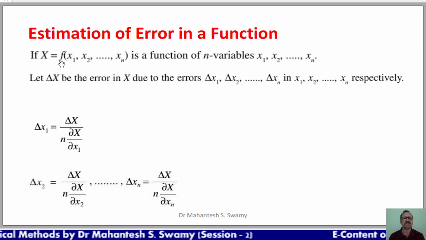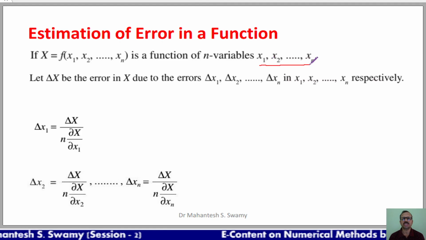So let us consider the function f. It is denoted by the symbol capital X. So capital X is a function of x1, x2, ..., xn. That is, it is a function of n number of variables. So the variables are particularly x1, x2, ..., xn. These are the independent variables, whereas capital X is a function of these independent variables.